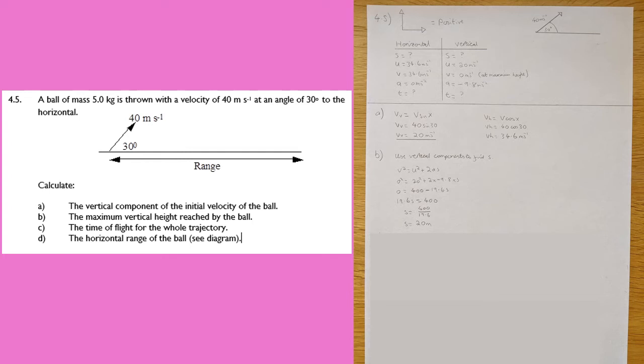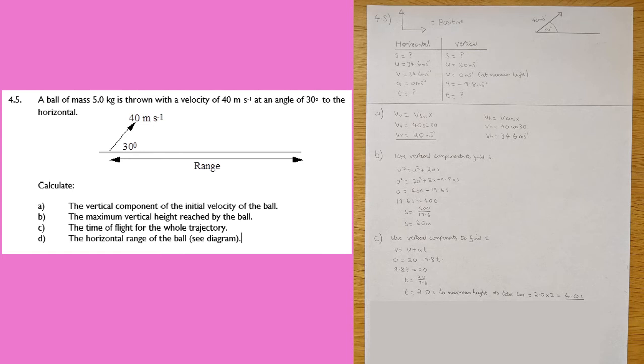For part C, the time of flight for the whole trajectory. Time is the same both horizontally and vertically, so we have a choice to make here. We have to decide whether we can use the horizontal components or the vertical components to find time. In this situation, we can't use the horizontal components because we don't know the horizontal displacement. So we must use the vertical components for this particular example. In other examples, it might have been better to use the horizontal components, but in this one we're forced into using the vertical components to find time.